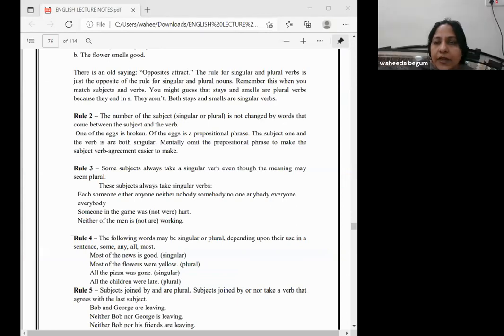Okay. So a singular subject must have a singular verb, plural subject must have plural verbs. Then the following words may be singular or plural depending upon their use in a sentence, like some, any, all, most.